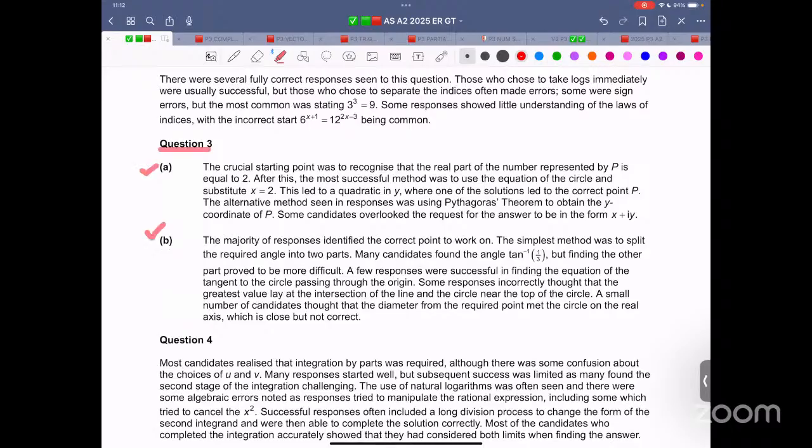Now it says the crucial starting point was to recognize that the real part of the number represented by p is equal to 2. And after this, most successful method was to use the equation of the circle and substitute x is equal to 2. So again, I will recommend you to watch that complex number videos.